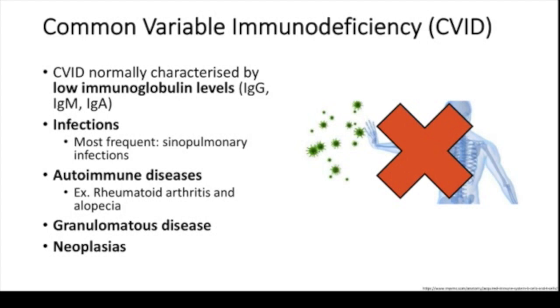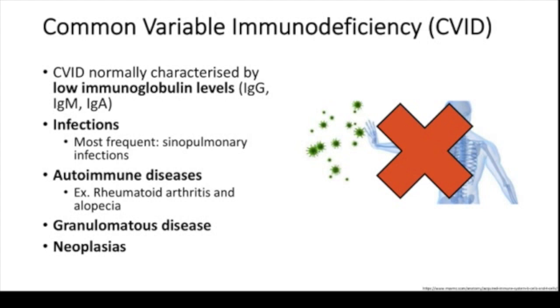Some of the characteristics that can be present in patients with CVID are low immunoglobulin levels. Immunoglobulins are otherwise known as antibodies that are produced by white blood cells to recognize and bind to bacteria and to be able to aid in the destruction of those foreign invaders. Typically in CVID patients, these immunoglobulins are reduced, and they are found to be more so reduced in IgG, IgM, and IgA.